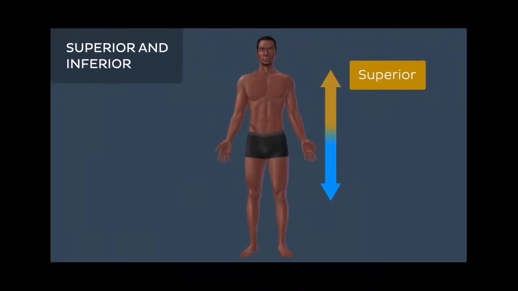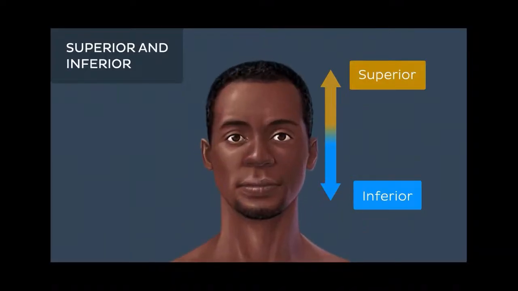Superior means above or upwards. And of course, if there's an up, we must also have a down. And the term we're looking for in this case is inferior. Inferior indicates below or downwards. So for example, the nose is superior to the mouth while the chin is inferior to it.